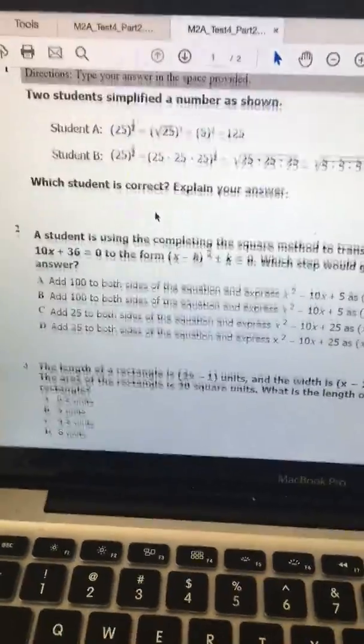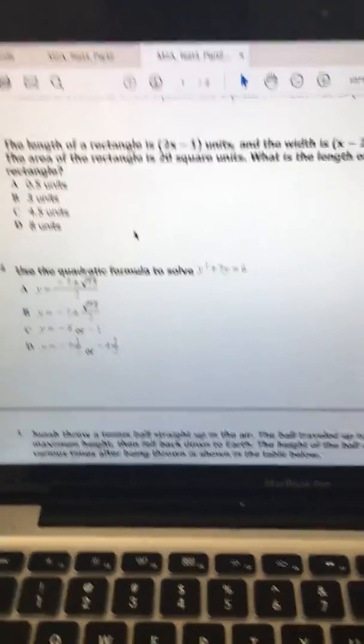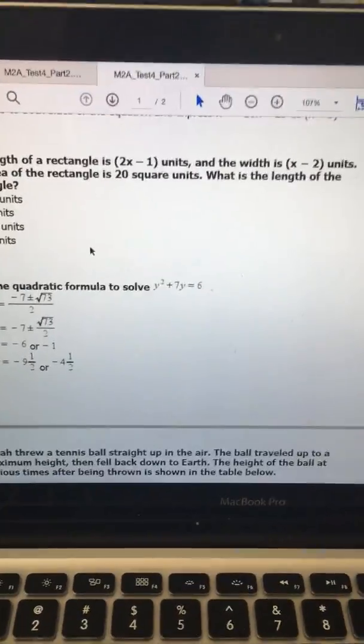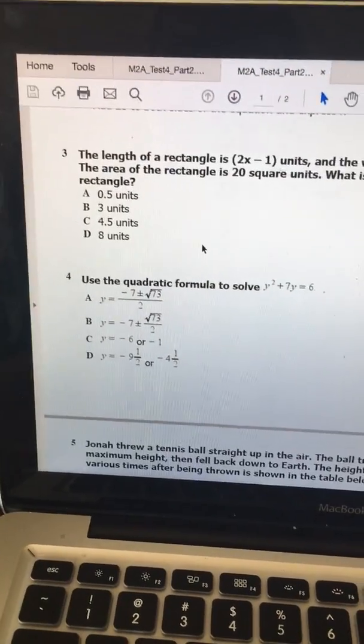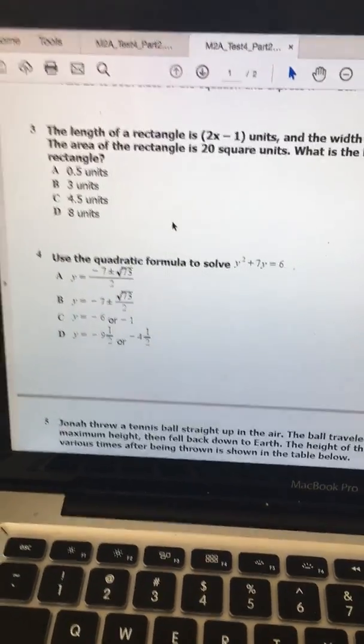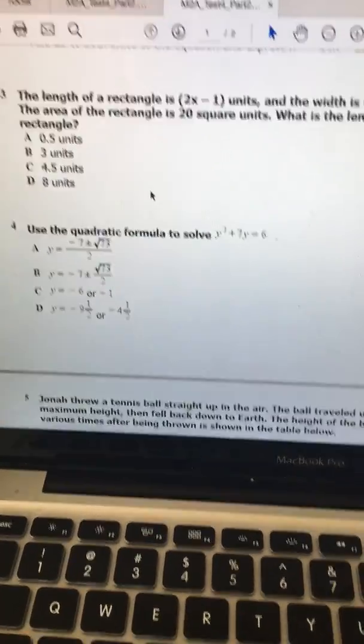Now we're going to move on to question 3. The length of a rectangle is 2x minus 1 units, and the width is x minus 2 units. The area of the rectangle is 20 square units. What is the length of the rectangle? So we're going to come on over to question 3 down here.